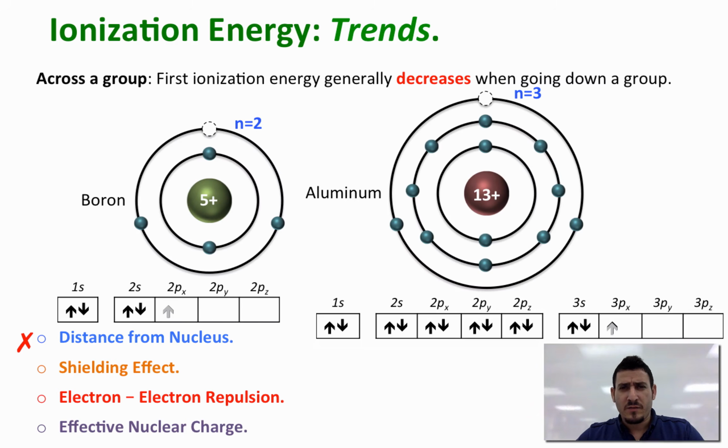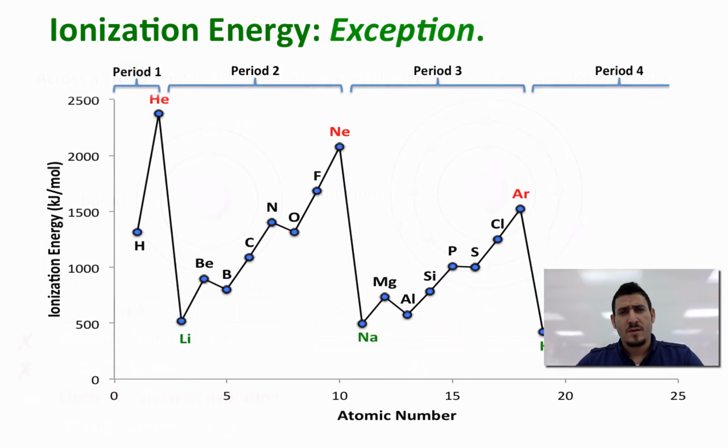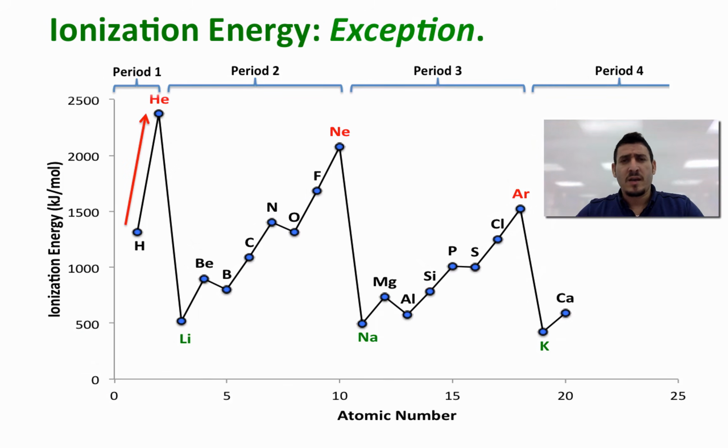Looking at the shielding effect, we can see that boron has only 2 inner electrons. However, aluminum has 10 inner electrons, which will provide more shielding from the nucleus. Both electrons are unpaired, so there is no electron-electron repulsion, and the nuclear charge here does not have much of an effect. We have said that in general, the ionization energy increases when we go from left to right. However, this is not always the case, because we have some exceptions.